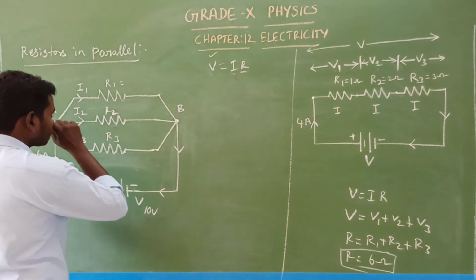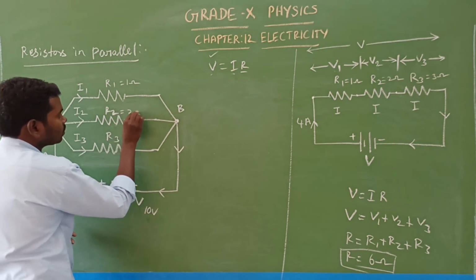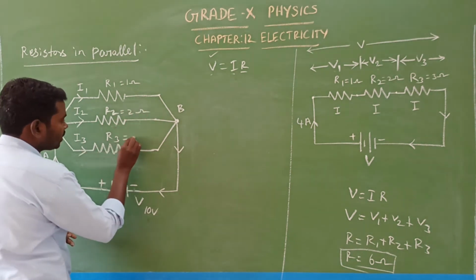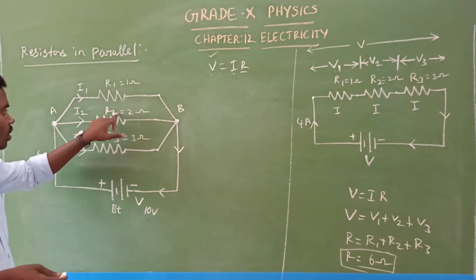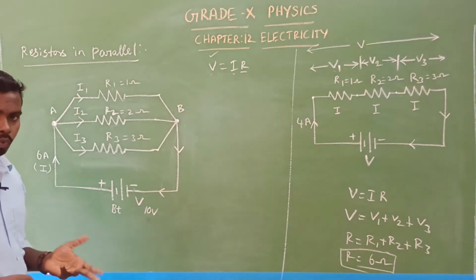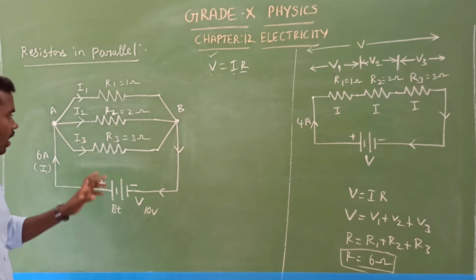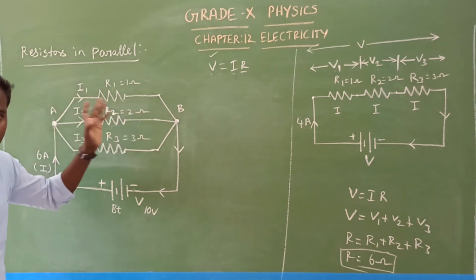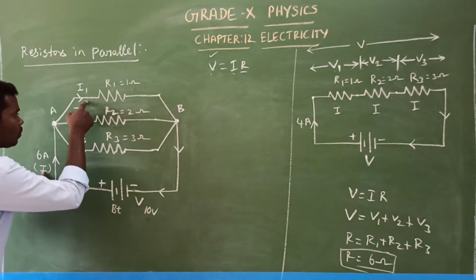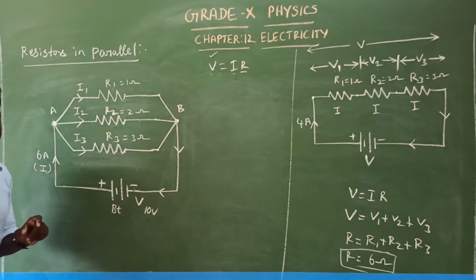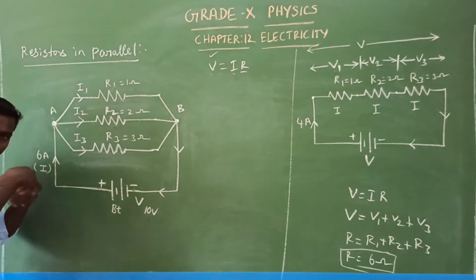The R1 resistance value is 1 ohm. The R2 resistance value is 2 ohm. The R3 resistance value is 3 ohm. Is it clear, students? Yes. So already we know in parallel combination current gets distributed, because there are three paths for current flowing, due to which the total current I gets distributed in the form of I1, I2 and I3.